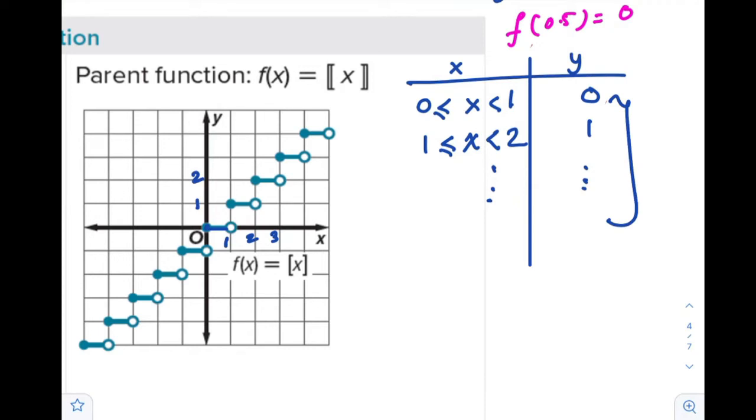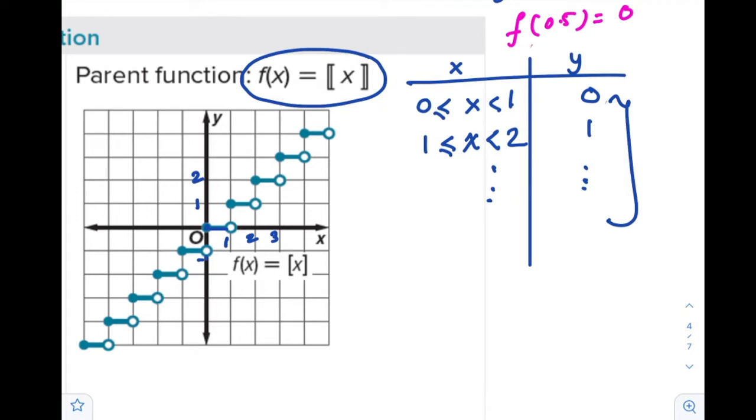It can be negative integers, here we have -1, -2, -3, or positive integers. So our range is all integers. This is the parent function. Now, if it is shifted or stretched or whatever, it can change. But for the parent function, the range of the greatest integer function is only integers.